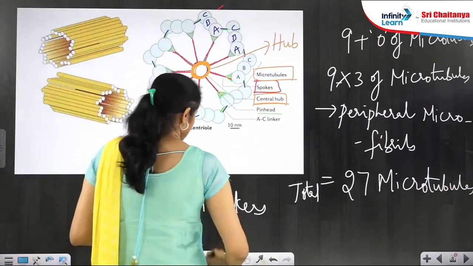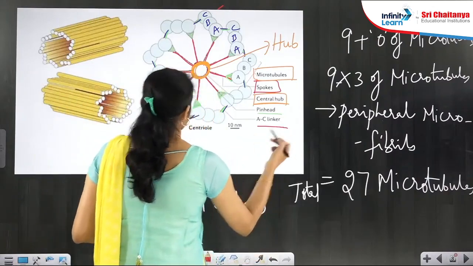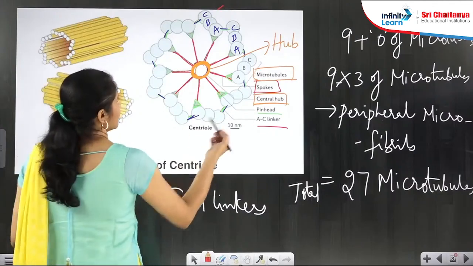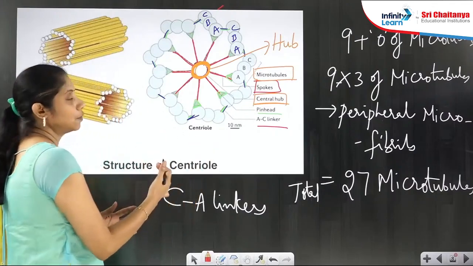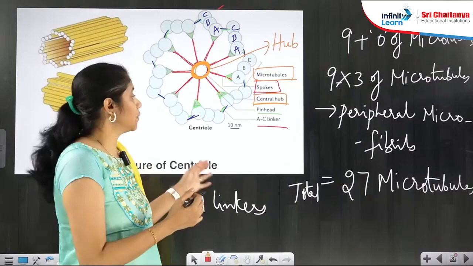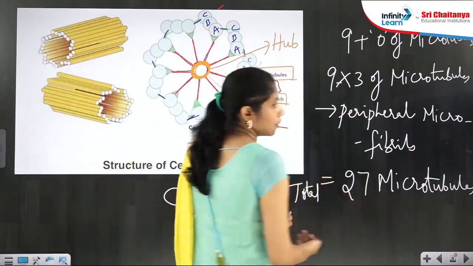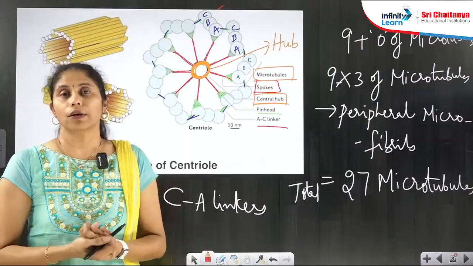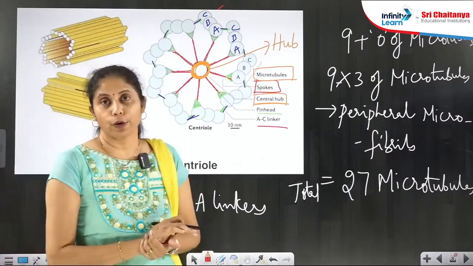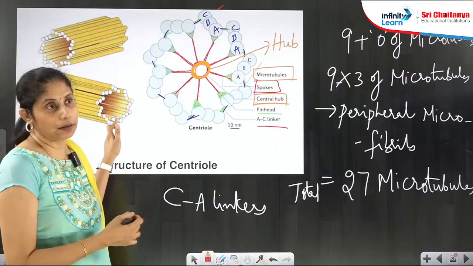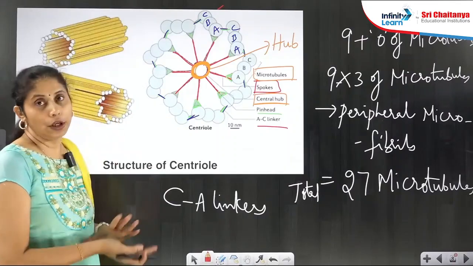AC linkers you already know, or CA linkers, because the C of one will be connected to the A of the next one. This is the structure of one centriole. Like this we have two centrioles. One centriole will have 27 microtubules. The other centriole also will have 27 microtubules, and they are arranged perpendicular to one another near the nucleus.